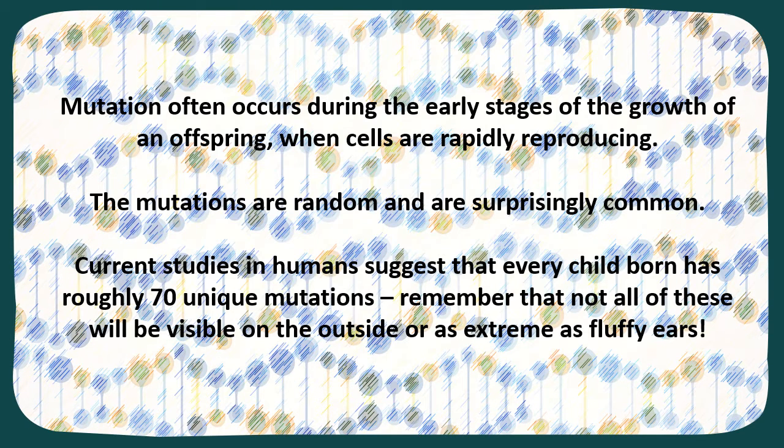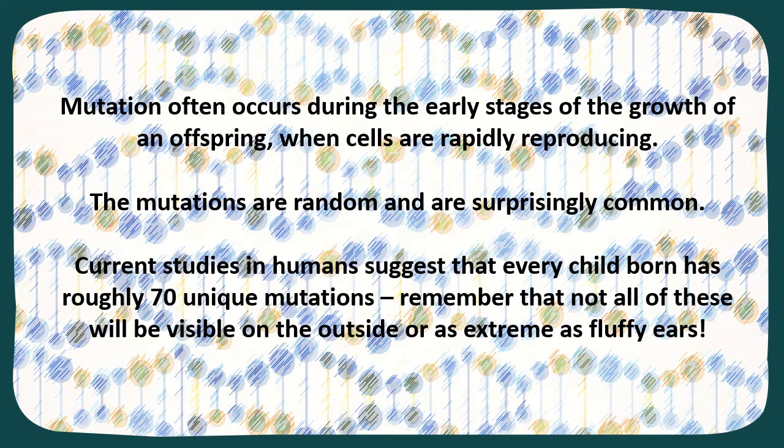So mutation occurs during the early stages of the growth of an offspring when cells are rapidly reproducing. We know a male sperm will join with the female egg cell, and when they join together we have those 46 chromosomes forming pairs, and that starts the fertilization process. And the cell, there's two cells that are formed to make one, starts to multiply drastically. That's how babies are created. And it's during that multiplication of those cells that mutations occur. Now, mutations are random. They can't be planned for, and they are surprisingly common.